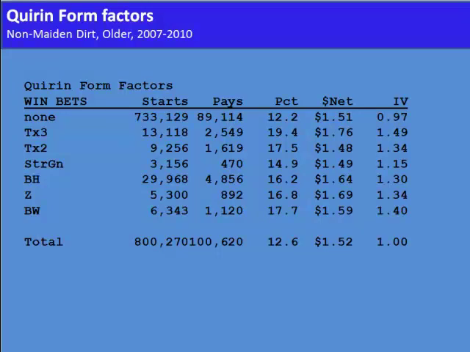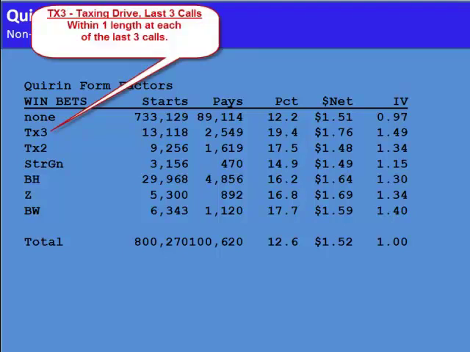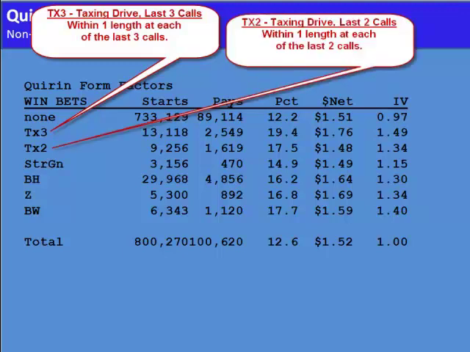Before we dive too deeply into this table, let's talk about the form factors themselves. First of all, we have TX3, and that stands for Taxing Drive Last 3 Calls. The definition is the horse was within 1 length at each of the last 3 calls in his last race. Dr. Quirin also had a factor he called TX2, which was where the horse was within 1 length at the last 2 calls. Now the horse could be the leader, but he still cannot be more than a length in front.